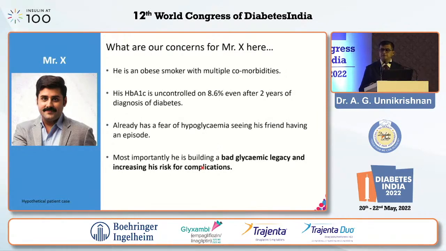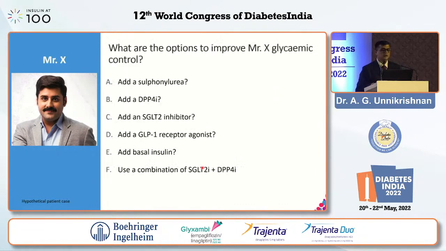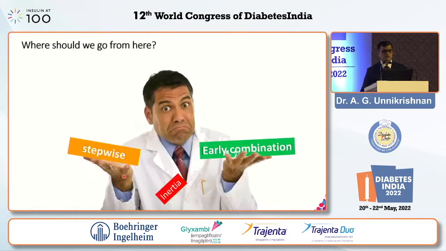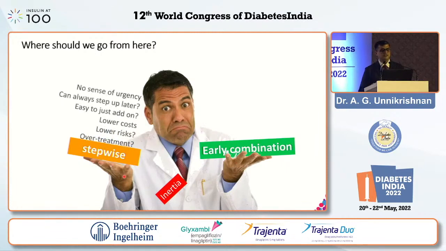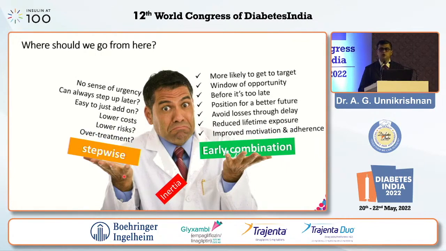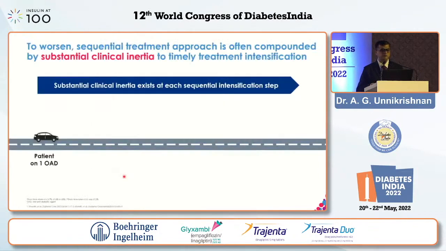Why? Because an early and aggressive control gives a good legacy for the future. The legacy effect, legacy is what we bequeath to the future, and in a legacy effect, good control will have benefits in the long run. So all these options are possible: sulfonylurea, DPP4, SGLT2, basal insulin, GLP-1. What you choose is based on individualization. But instead of going for stepwise therapy, it is better to go for an early combination, bring it down quickly and keep the blood sugar down without hypoglycemia so that you can get benefit.